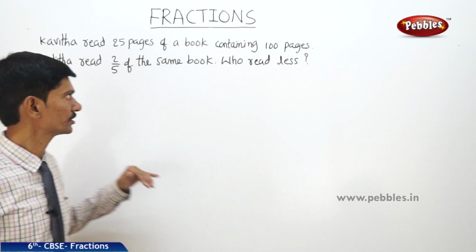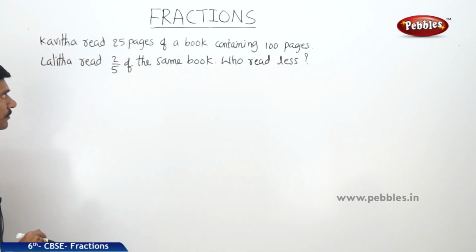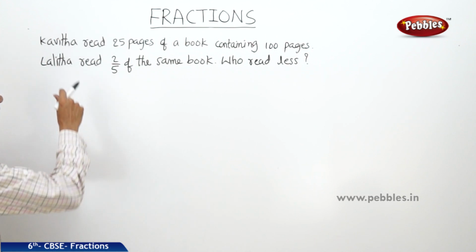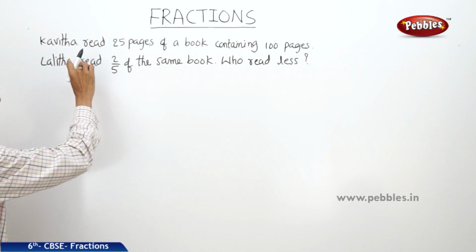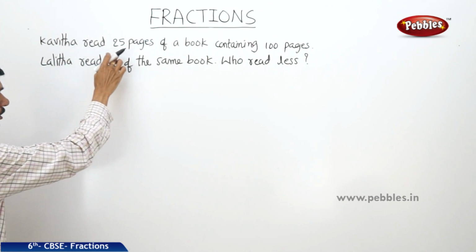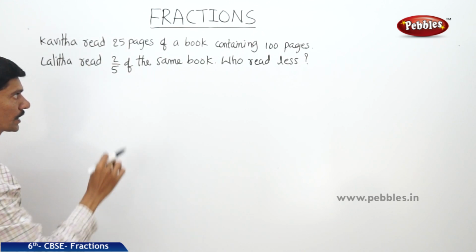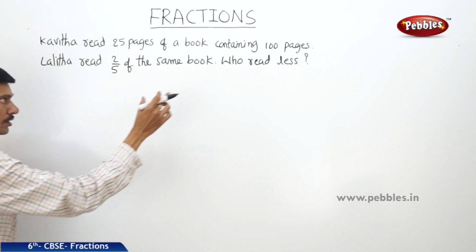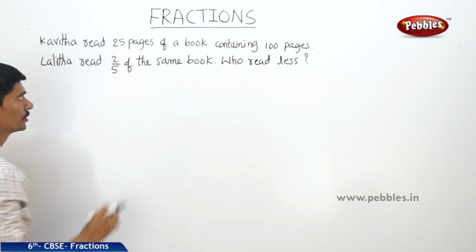Now let's see the next question. Kavita read 25 pages of a book containing 100 pages. Lalita read 2 by 5 of the same book. Who read less? Here the first person, Kavita, read 25 pages of a book containing 100 pages, which means out of 100 pages she read only 25 pages.